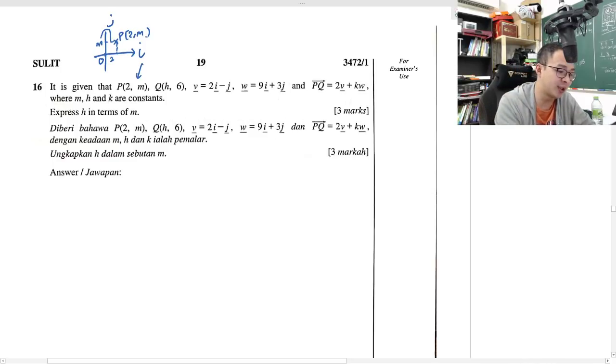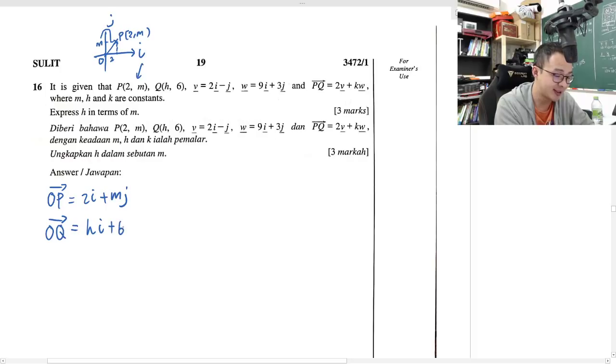What I'm doing here is, rather than writing coordinates, I'm going to change them into vector form by myself. Like coordinate P, I will say OP because it's from O to P, isn't it? So (2, m), I will call it 2i plus mj. Same idea for the Q coordinate, I will call it OQ. So I will say it's hi plus 6j.